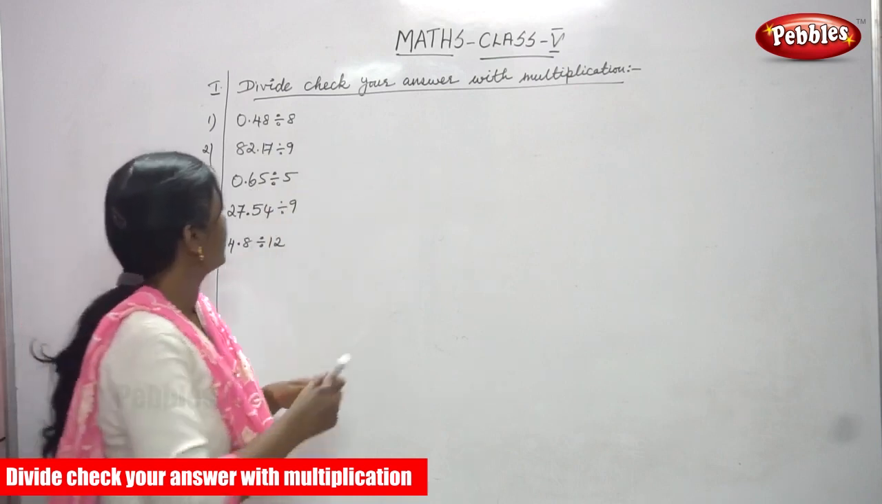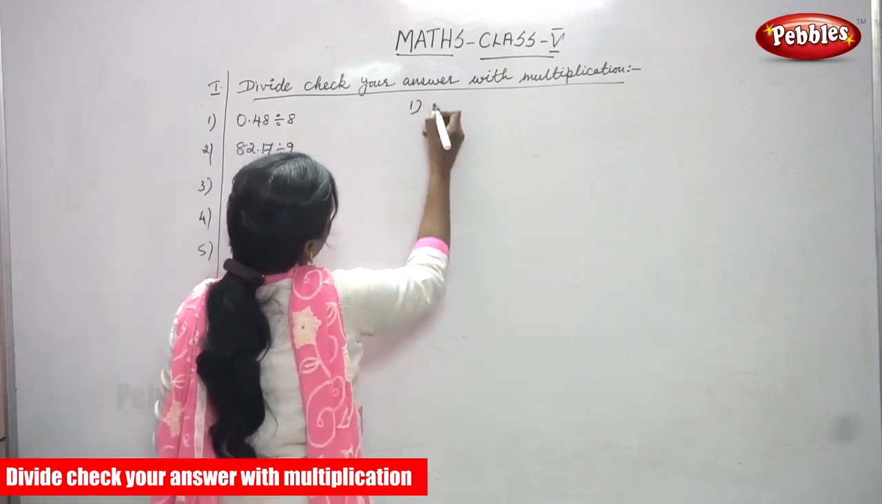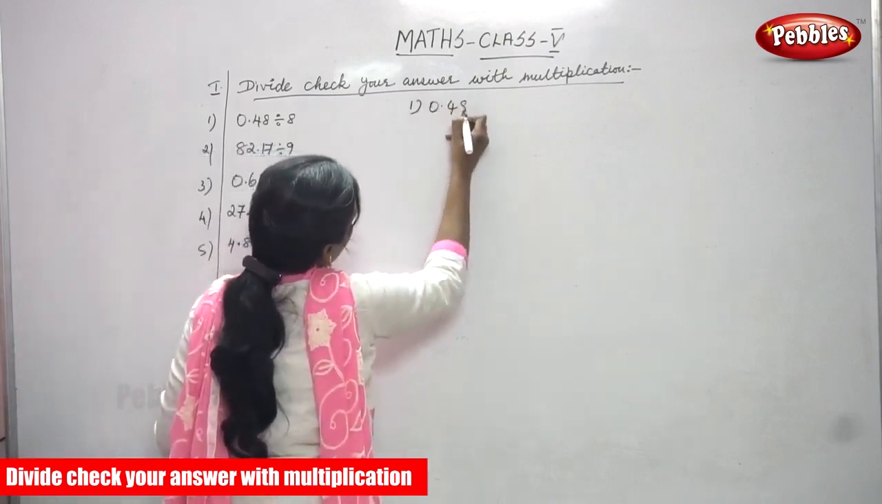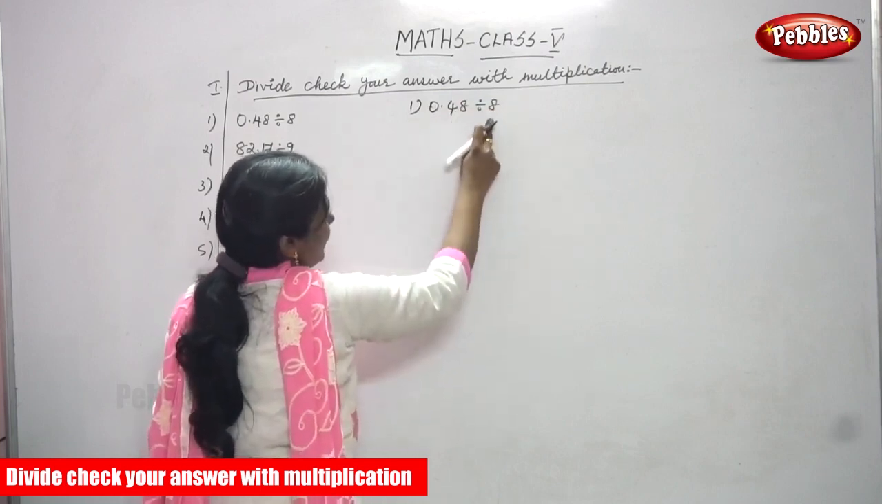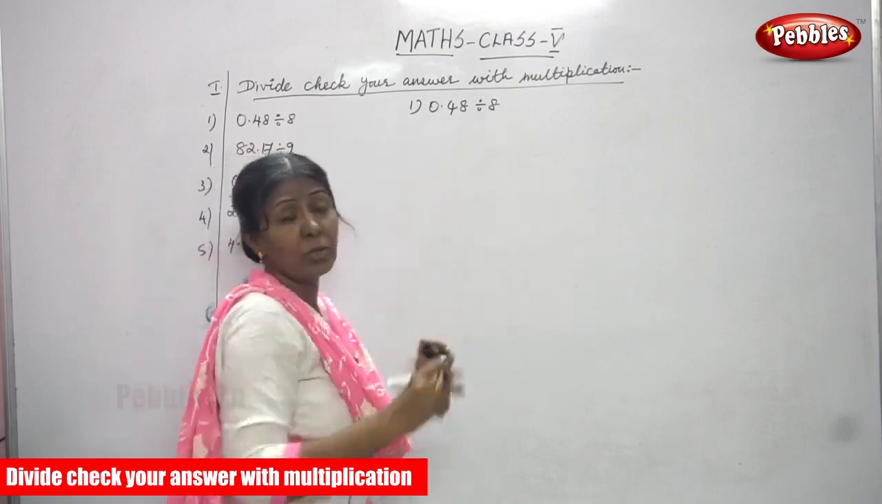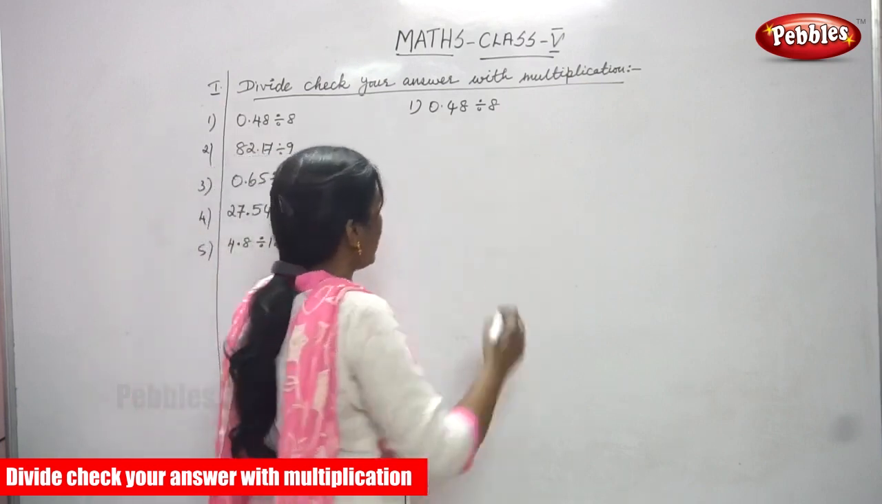So let's solve the sum. 0.48 divided by 8. This is a decimal number, this is a whole number. We are going to divide. Okay, let's start.